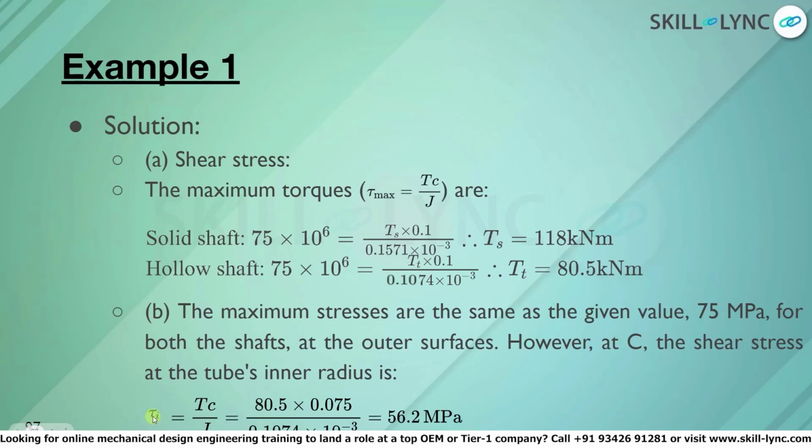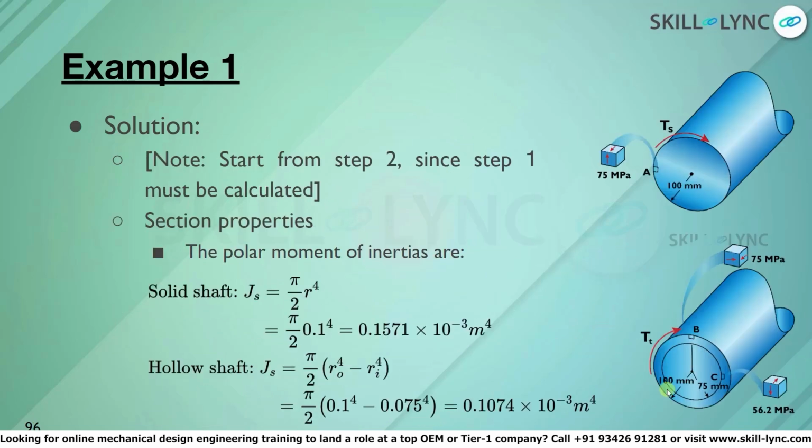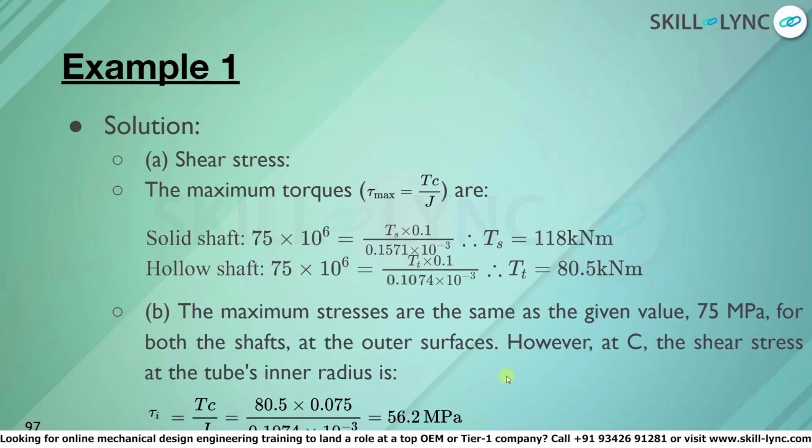For point C, tau i will be equal to Tc by J. Tau i is the stress that is experienced in the inner circle of the shaft. We know the torque of the hollow shaft. We also know the radial distance from the center point to the inner circle. The inner circle distance is 75 mm and we have converted it into 0.075 meter, divided by J. J is the polar moment of inertia of the hollow shaft. From that, we get the shear stress experienced in the inner circle, which is 56.2 megapascal. Now, this is the same as the shear stress that is experienced by point C.